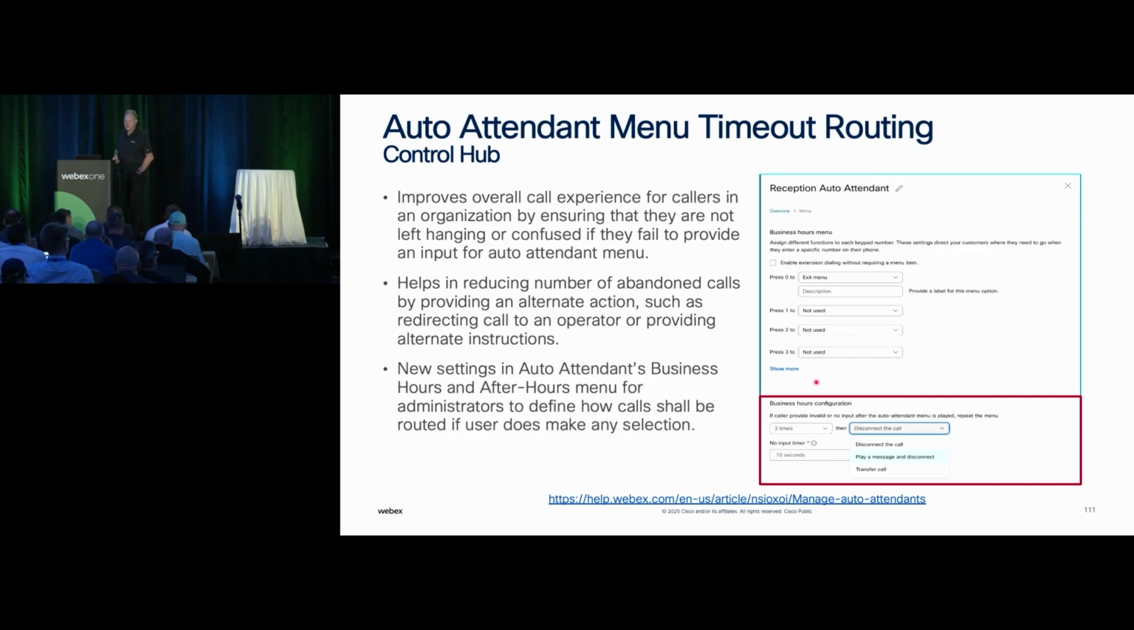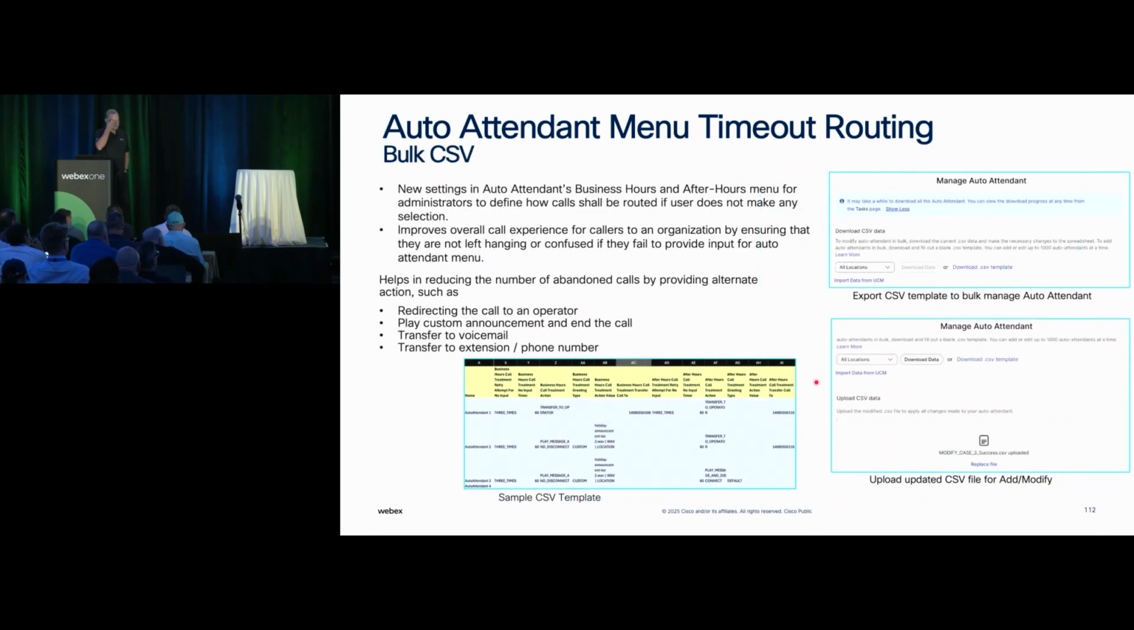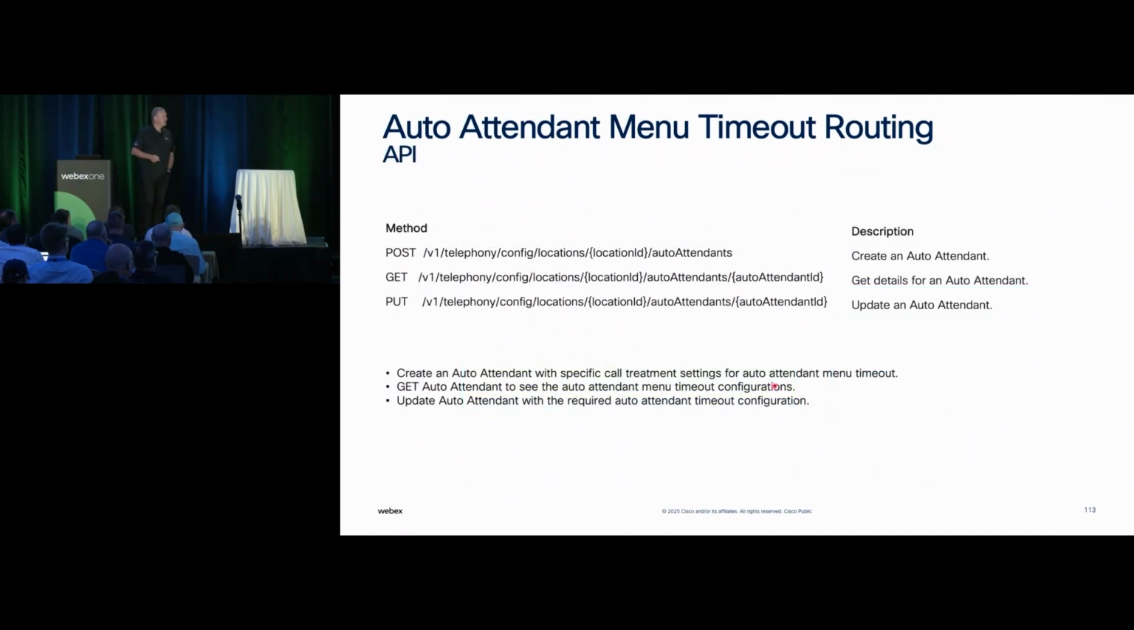Multiple customers asked for this. I think it enhances the options for auto attendants significantly. This can not only be managed in Control-Up, it's also supported in WxC CSV. So we added new columns in the auto attendant WxC CSV to set these options. And they are also supported in the APIs.